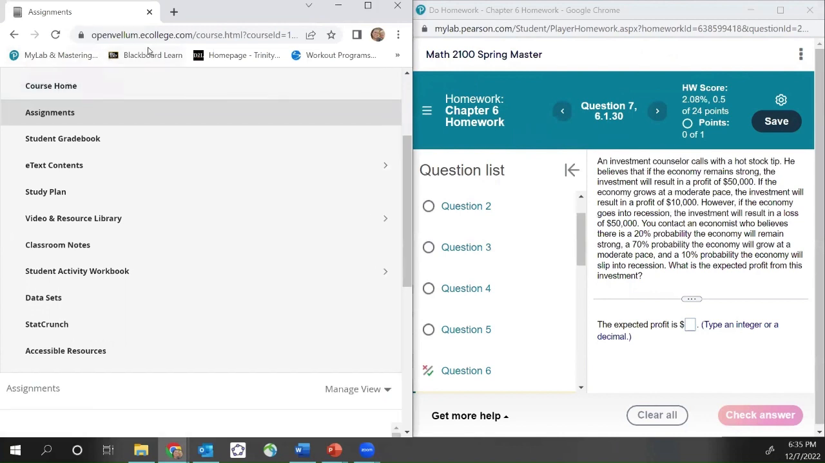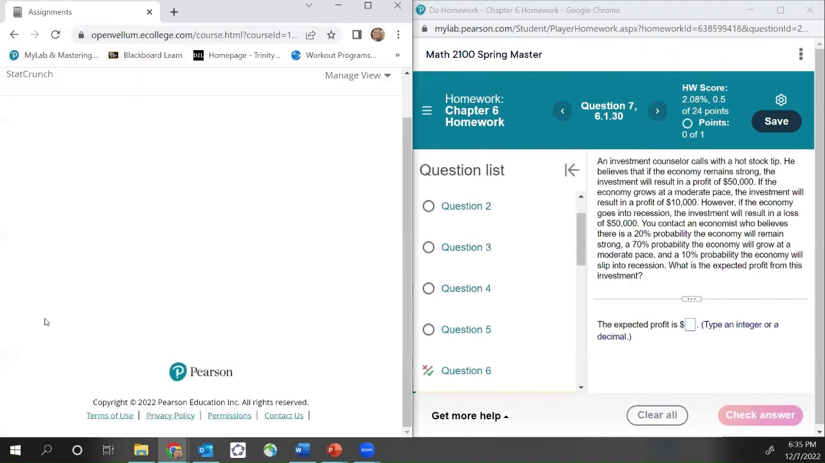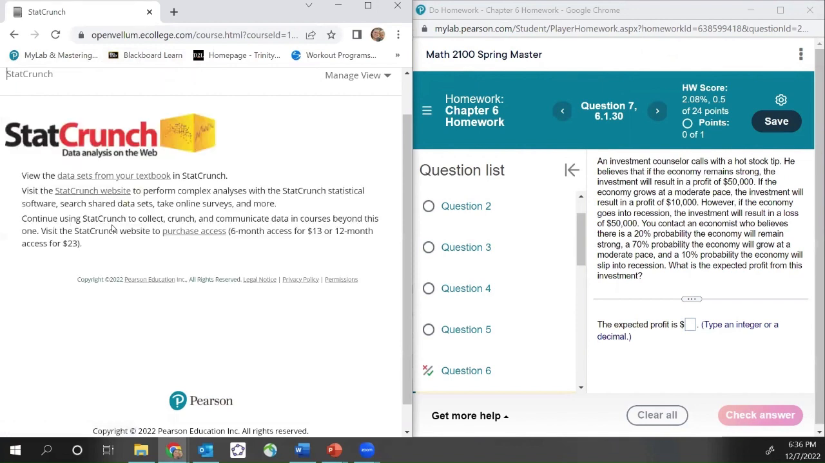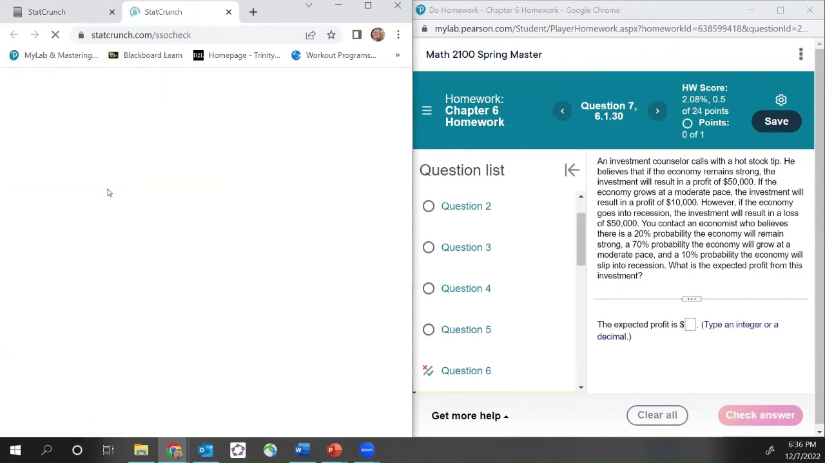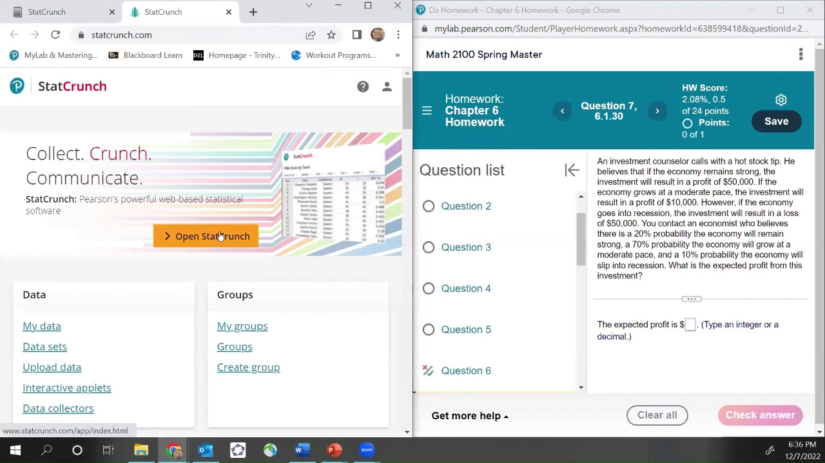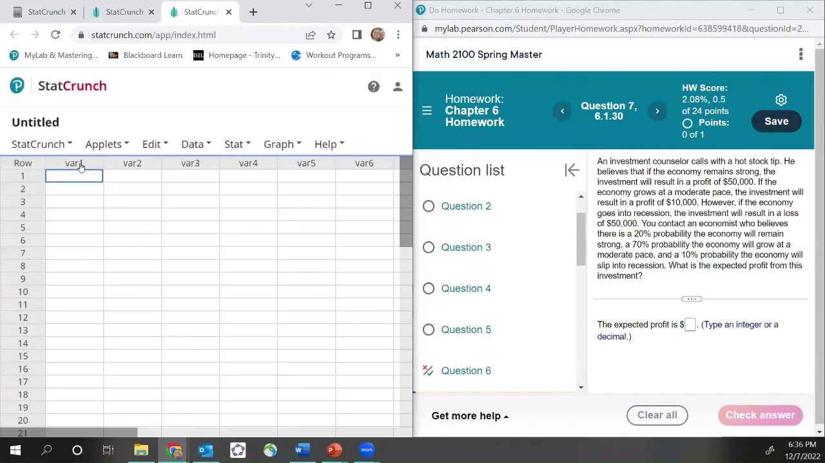What I'm going to do is go back here and get my StatCrunch, and I'm just going to enter it in StatCrunch so you can see all the values here. So we can make a profit of 50,000, 10,000, or negative 50,000. The probability of the first one is 20, the probability of the second one is 70, and the probability of the last one is 10.